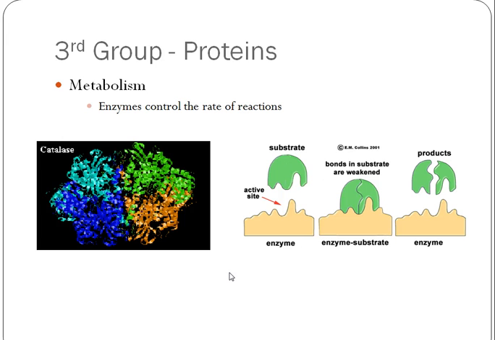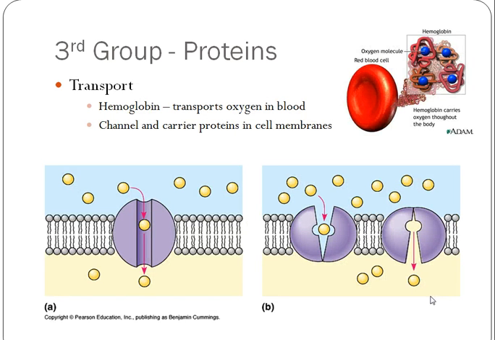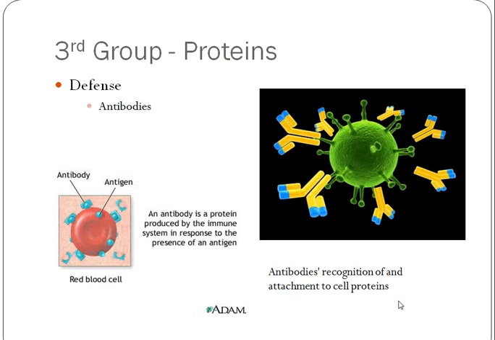Metabolism. Enzymes, man, you can't do anything without those enzymes. These guys have an active site on the enzyme. The substrate comes in, hooks on, and then through this interaction, 2 products are released. Those kinds of reactions are important for life. Third group, transport. Those are those guys that go through the cell membrane that I showed you. These determine what enters and exits the cell. Defense, antibodies, bingo. It's the protein produced by the immune system in response to the presence of an antigen. So we have to identify it, and then we hook on an antibody, and then it can't hurt us anymore.